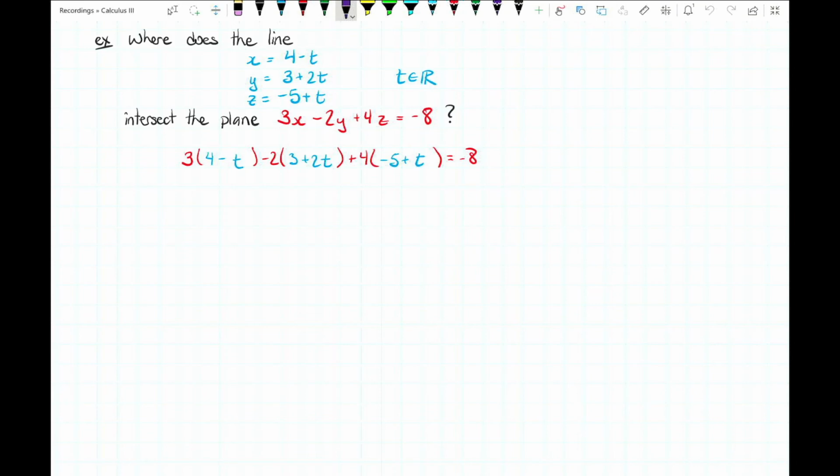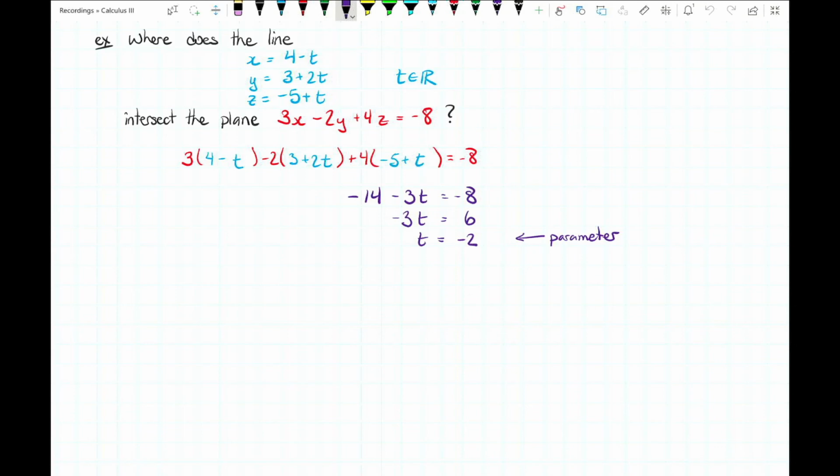Now, this comes up with an equation involving only one variable, but it's actually the parameter that we can solve for now. By expanding and collecting terms, this gives us negative 14 minus 3t equals negative 8, which gives negative 3t equals 6, and that gives us a value for t. T equals negative 2, but that is actually the value of our parameter. That doesn't give us a point in 3-dimensional space. This is only half the problem.